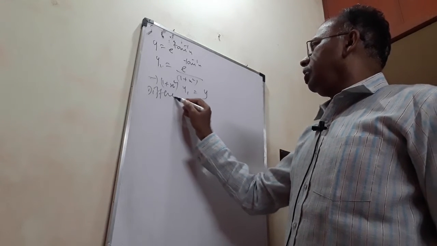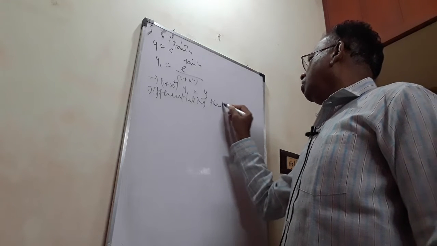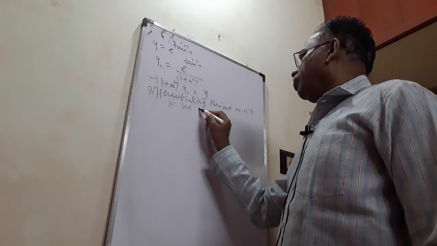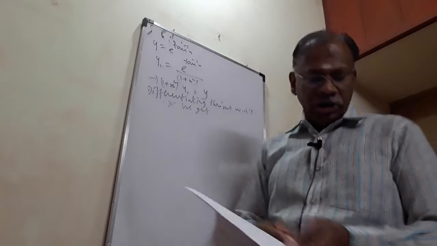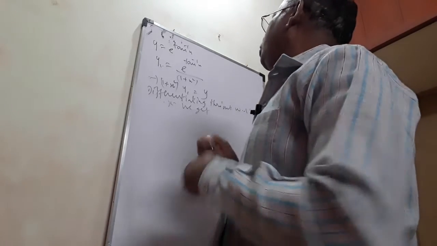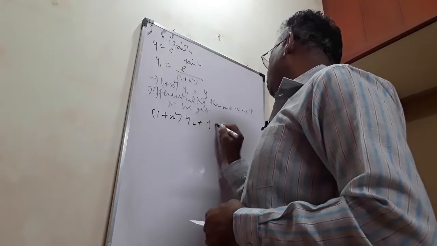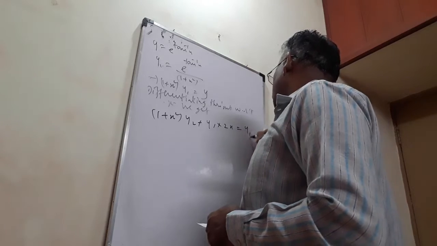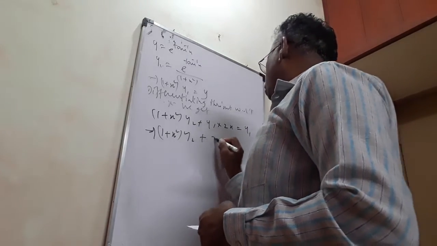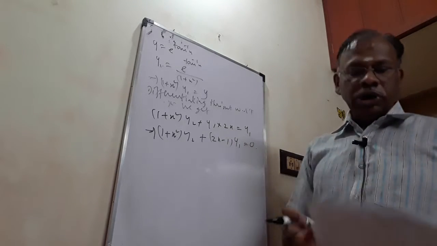Now differentiating throughout with respect to x, what do I get? I need to apply product rule over here. 1 plus x square into y2 plus y1 into 2x is equal to y1, which implies 1 plus x square into y2 plus 2x minus 1 into y1 is equal to 0. That's what I am supposed to prove.